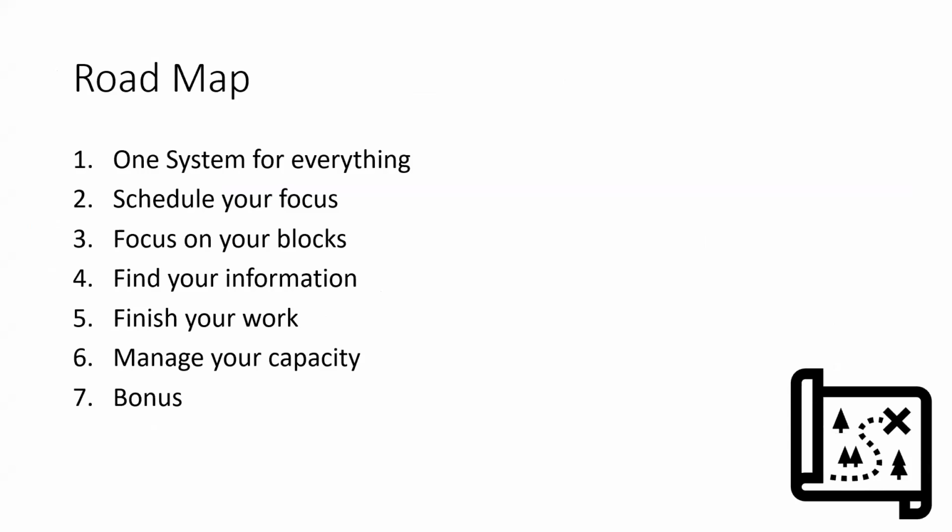So a quick roadmap on what we're going to go through: step one is we're going to have one system for everything. Then we're going to schedule our focus. Then we're going to focus on our blocks. And then we're going to find and organize our information. Then we'll move into finishing our work, managing our capacity. And then I'm going to end with a bonus that will help you with all of these steps.